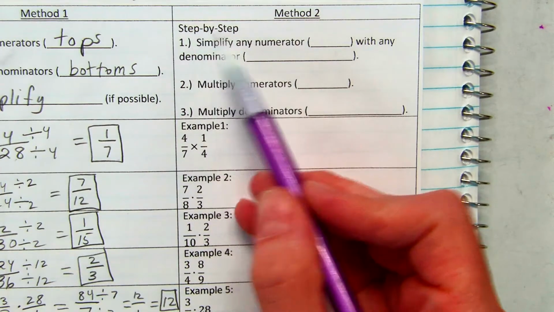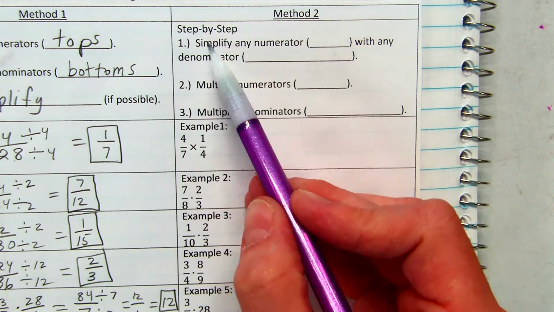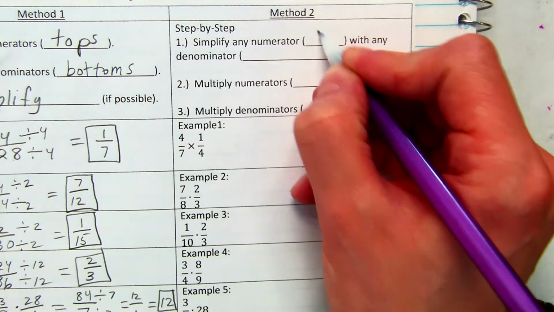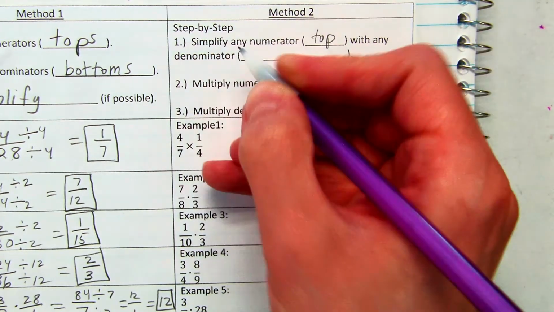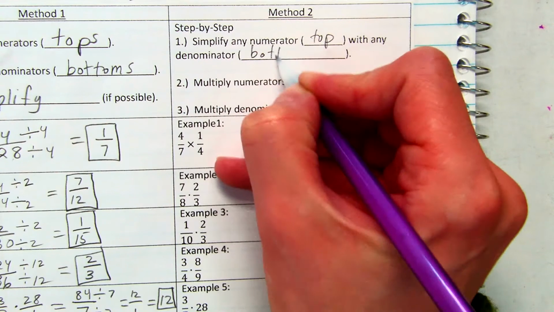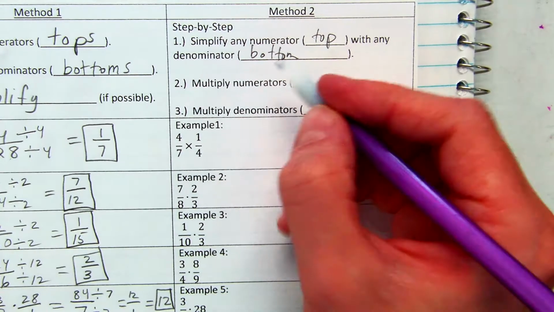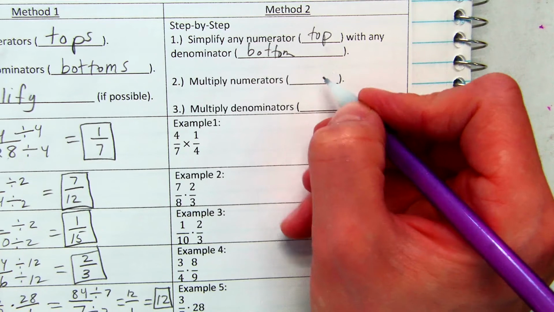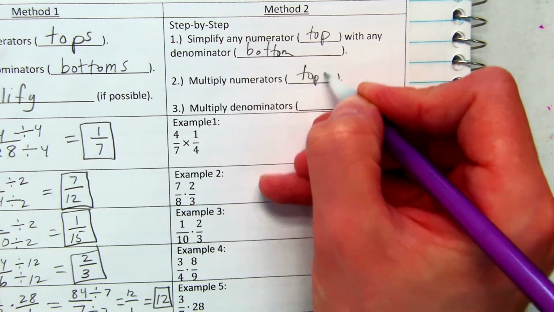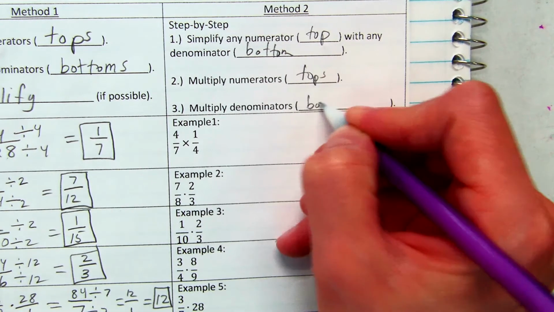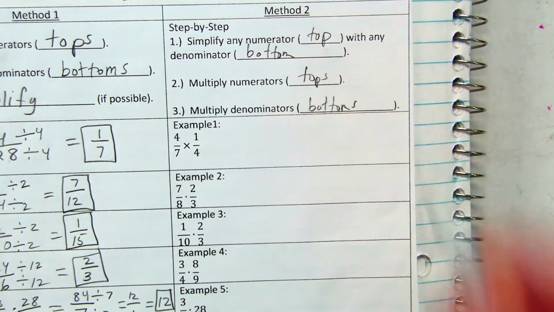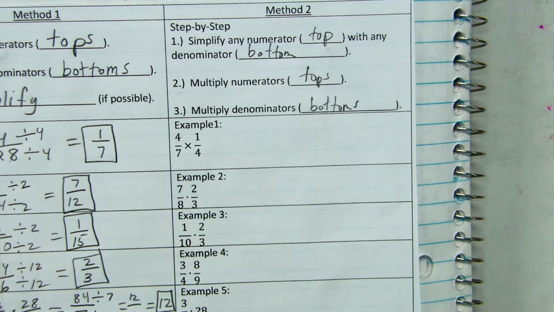Okay, so step by step. The first step is we're going to simplify any numerator, any top, with any denominator, bottom. So they don't have to be in the same fraction, just any top with any bottom. We're going to reduce it. Then we're going to multiply numerators, which is the tops, and then multiply the denominators, which is the bottoms. So I'm just having you fill in to remember which part's the tops and the bottoms.